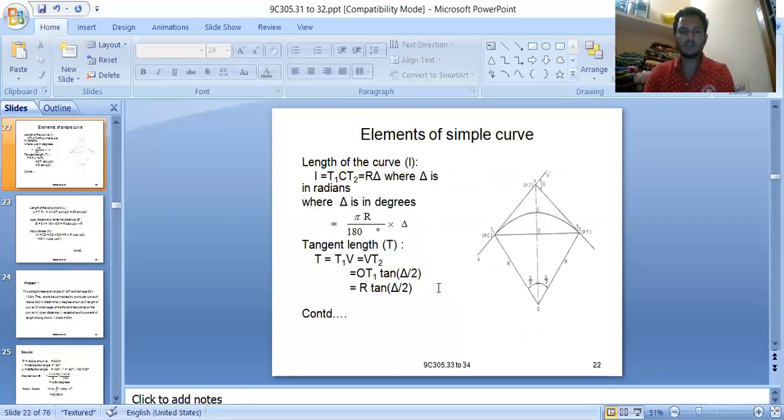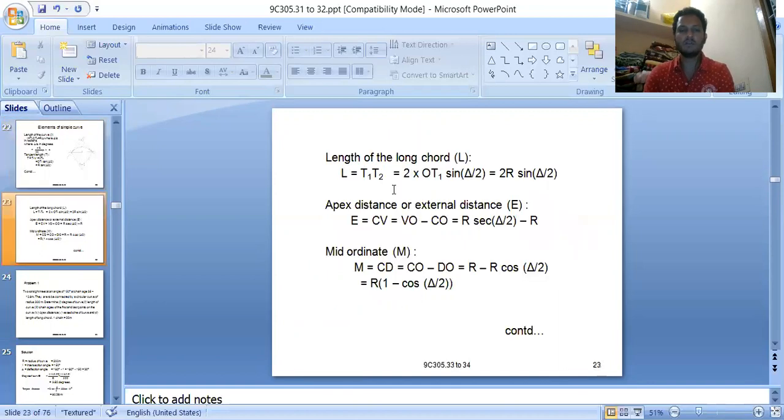We will again look into these elements. We will directly go into the formulas because these formulas are very important in calculations and numerical solving also. So length of the curve is pi R delta by 180 degrees. Tangent length is R tan delta by 2. Length of the long chord is 2R sine delta by 2. Apex distance is R secant delta by 2 minus R. Mid ordinate is R into 1 minus cos delta by 2. These are 5 very important elements of a simple circular curve.